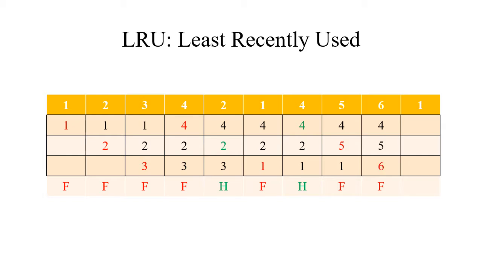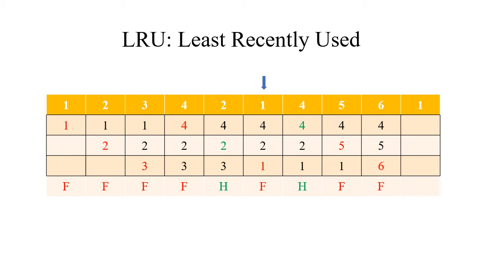Similarly, CPU is demanding page number 6. It is not there in the memory, so it will be loaded from the secondary storage device. Now out of 4, 5 and 1, 1 is the least recently used page. As 1 is the least recently used page, it will be replaced by 6. Now page number 6 is loaded in the memory, and there is a page fault.